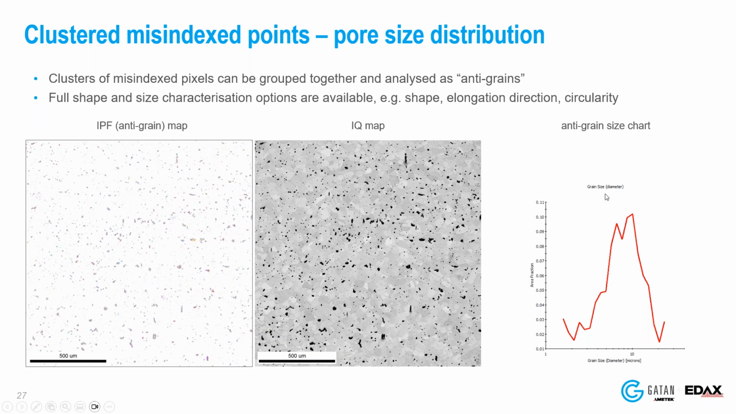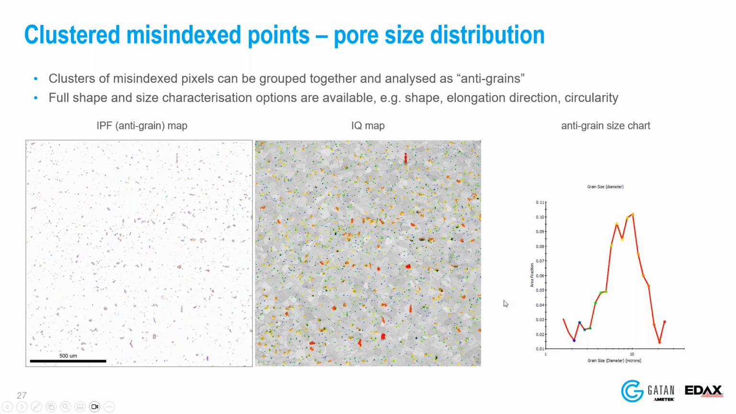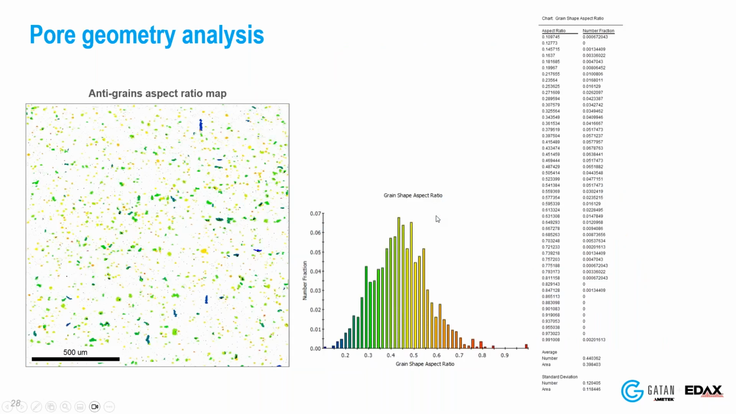So here I have a size distribution of my pores. I can quantify those, I can highlight them so you can see where the grain size or the pore size is. And I can also do that with shapes. So I have here an aspect ratio, but there's all kinds of morphology information you can extract from areas that refuse to index. And in this case, the pores would have a good reason not to do that because there is nothing there, but we can still use that to quantify and describe our microstructure.